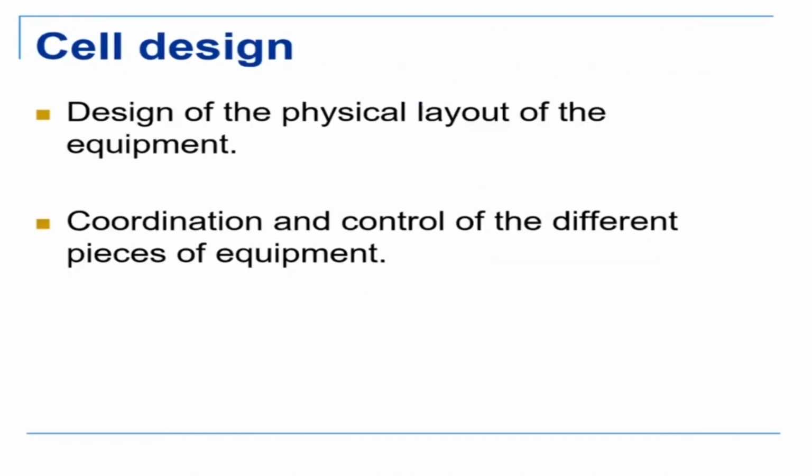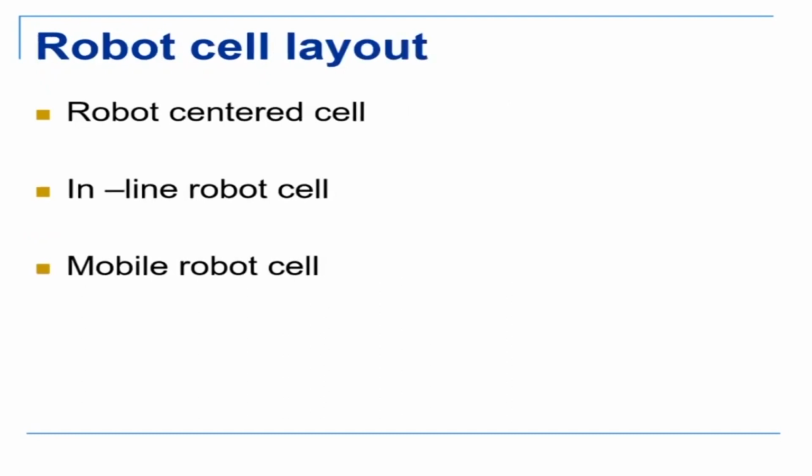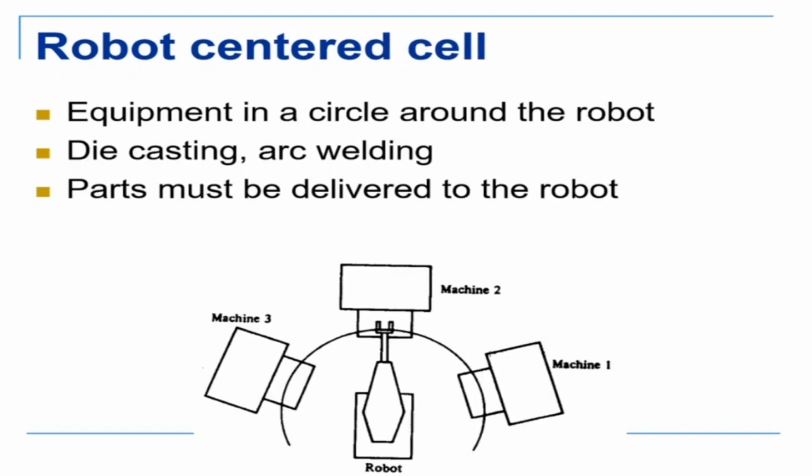Now the robot cell design essentially consists of three kinds of layouts. We have a robot-centered cell, an inline robot cell, and a mobile robot cell. A robot-centered cell means the equipment is arranged in a circle around the robot. This is what the name indicates anyway. Applications like die casting and arc welding use this kind of robot-centered cell, where the robot is in the middle and the machines are around the robot.